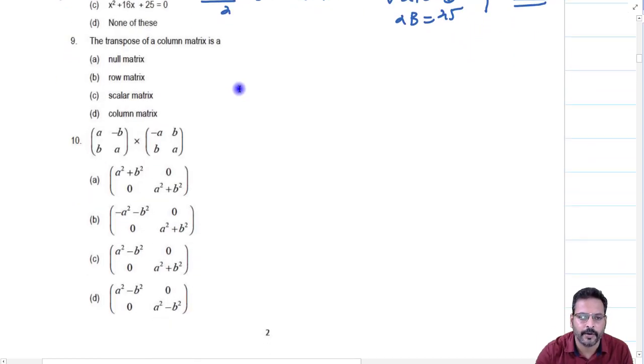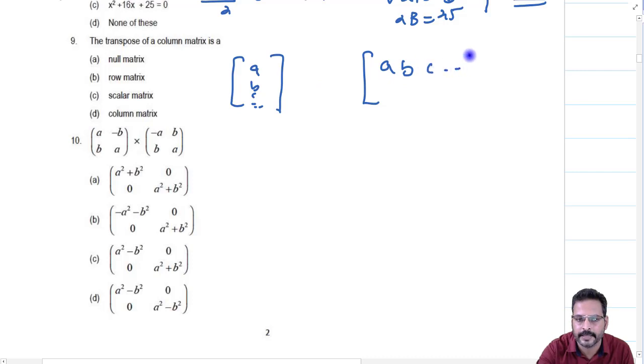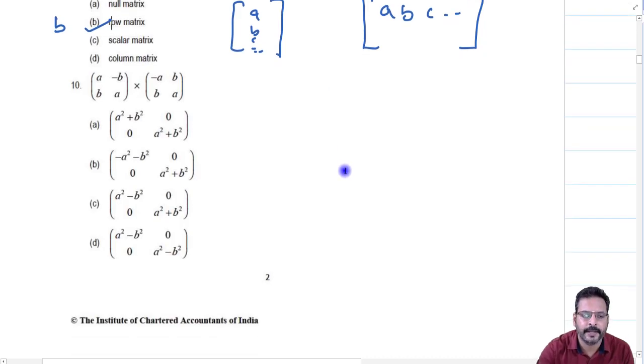The transpose of a column matrix. Column matrix means only one column and n number of rows. Let the entries be A, B, C, etc. Transpose means rows and columns are interchanged. So then we will get A, B, C, etc. That means we will get a row matrix, one row and n number of columns. Answer B.